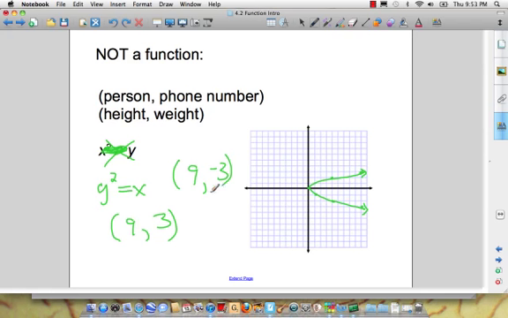Here you can see a graph of y squared equals x. So for example, right here is the point 9, 3. Here's the point 9, negative 3. We often look at a graph and use what we call the vertical line test to determine if it's a function. This graph is not a function because see this vertical line crosses the graph more than once, which means this x value has two different y values. So anytime you can touch the graph more than once with the vertical line, it's not a function.